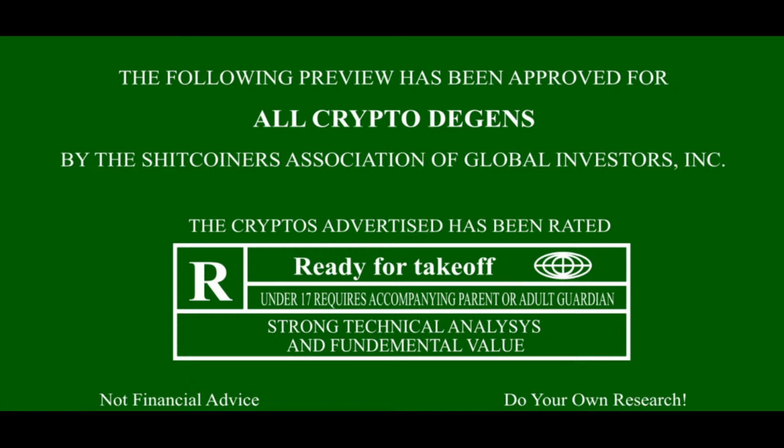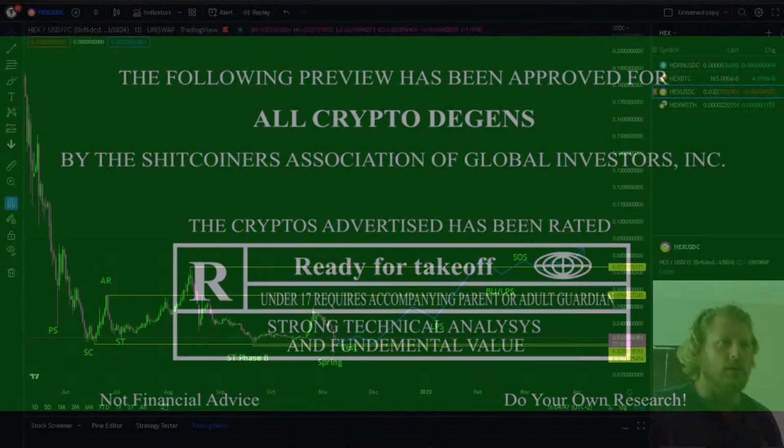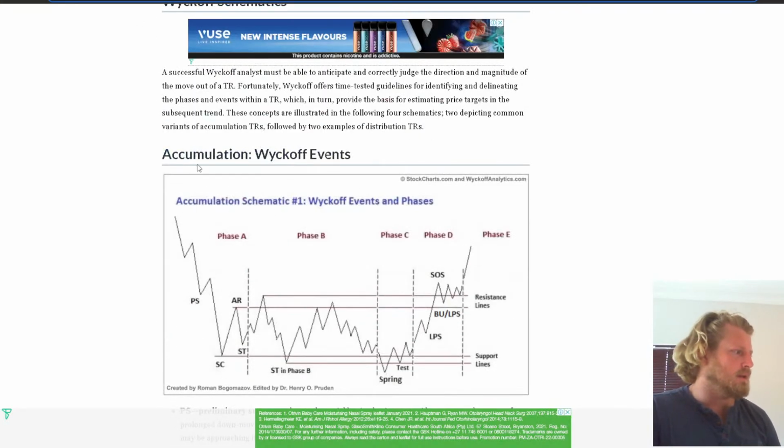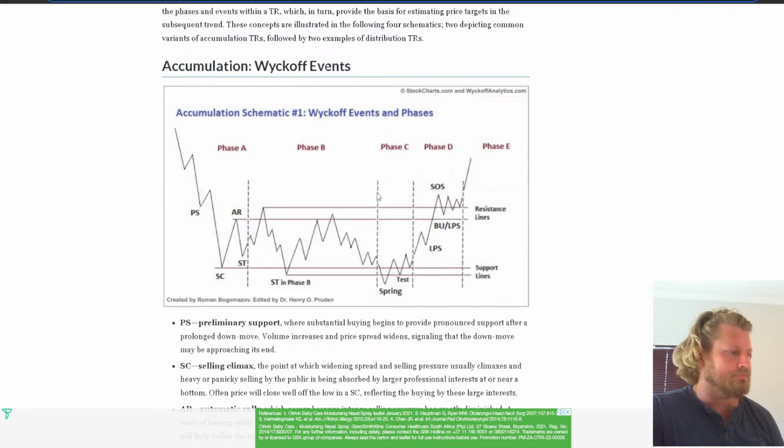In this video I am going to show you guys some of the Wyckoff method. I tweeted it today, and we will just go over some of these points. As I've said in my tweet, this looks exactly like the Hex chart currently looks like.